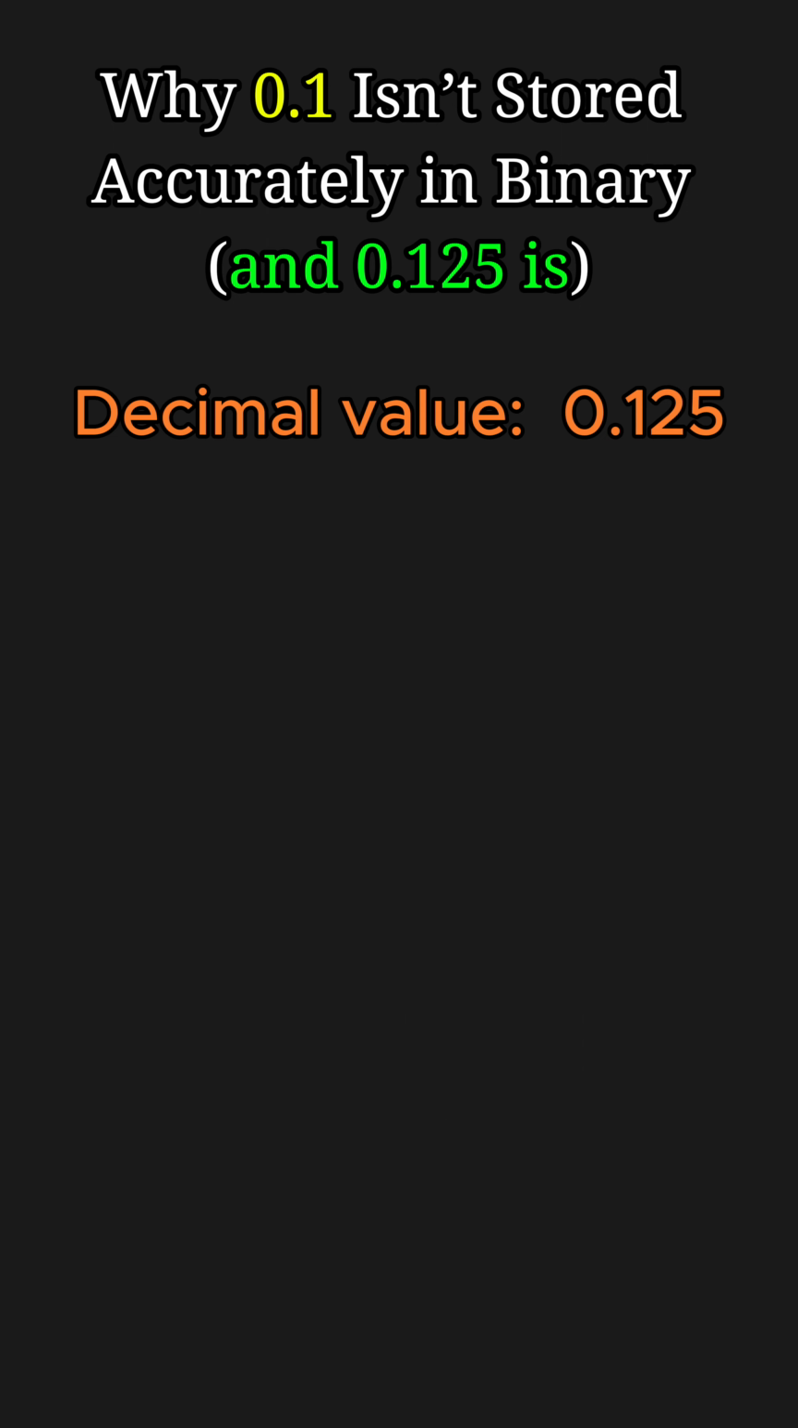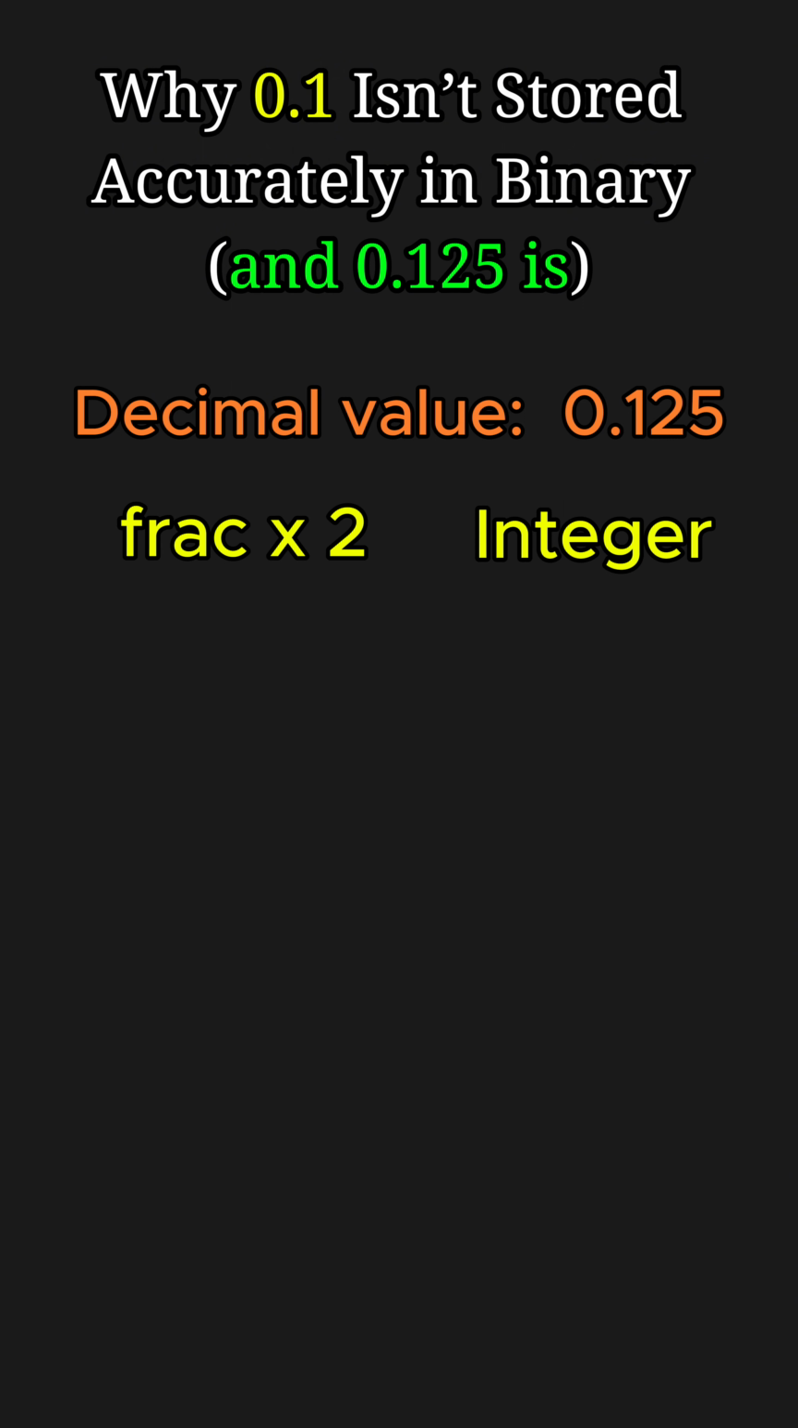But not all decimal numbers face this problem. Numbers like 0.125 work perfectly in binary because they are fractions of power of 2. For example, 0.125 is 2 to the power of minus 3. Here is how it will convert.